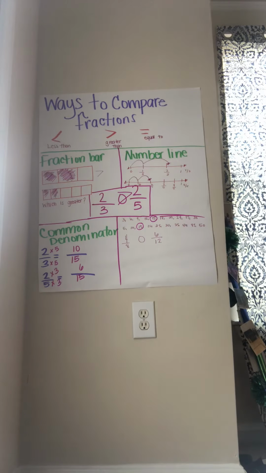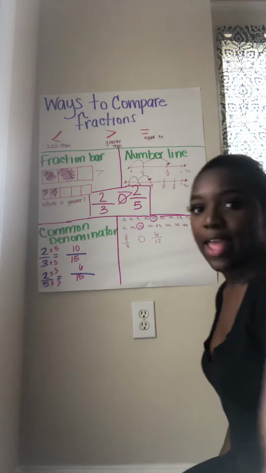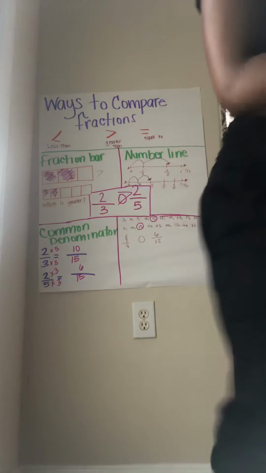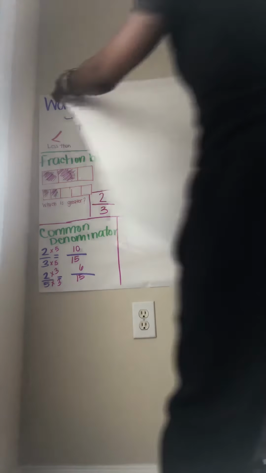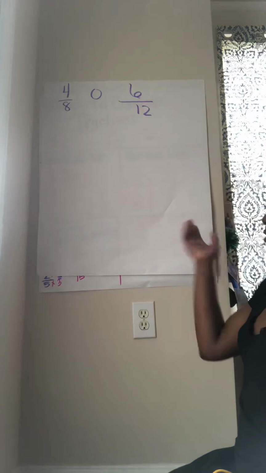All right, so I'm going to use all 3 strategies. I'm going to draw out 4/8 and 6/12. I'm going to do it on the number line, and then I am going to do the common denominator. So let me get another sheet of paper just to make it a little bit easier so that you guys can see. All right, so I have 4/8 and 6/12. I want to figure out which one is smaller, which one is bigger, or if they're equal.